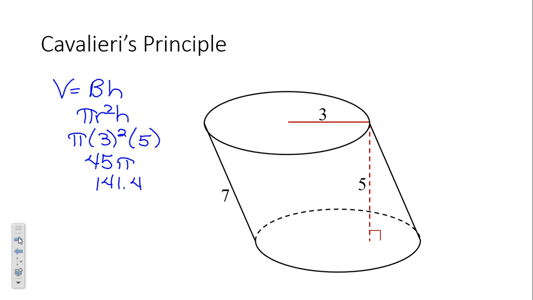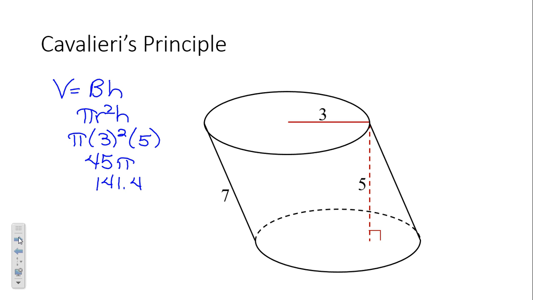Pi r squared height. Yep. Wait, do you want to choose the first or second decimal point? I think most of the worksheets and so forth that I'll give you will say one decimal point. Okay. If you gave me two, that's fine too.